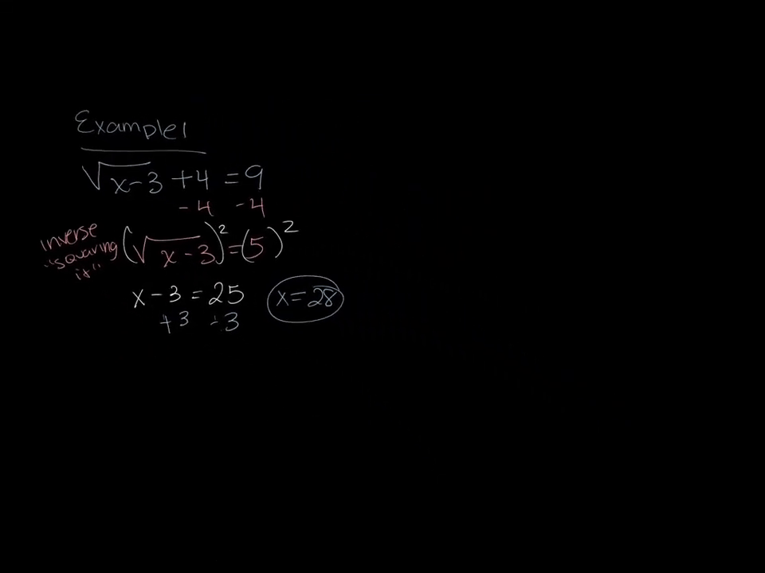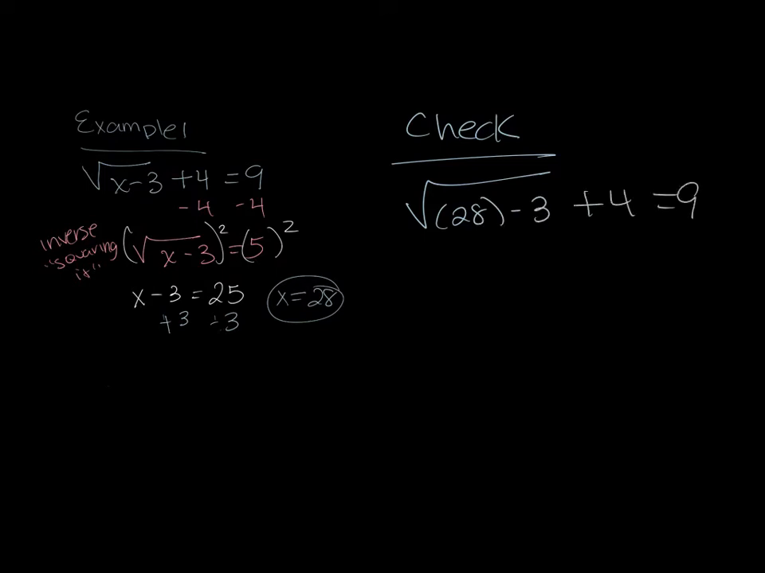And that's it. So now we're going to check our answer on the left side. When I plug in 28 for x, I'm going to get the square root of (28 minus 3) plus 4 equals 9. That gives me the square root of 25, plus 4. Well, the square root of 25, one of the answers is 5, and 5 plus 4 is 9. And that works out.